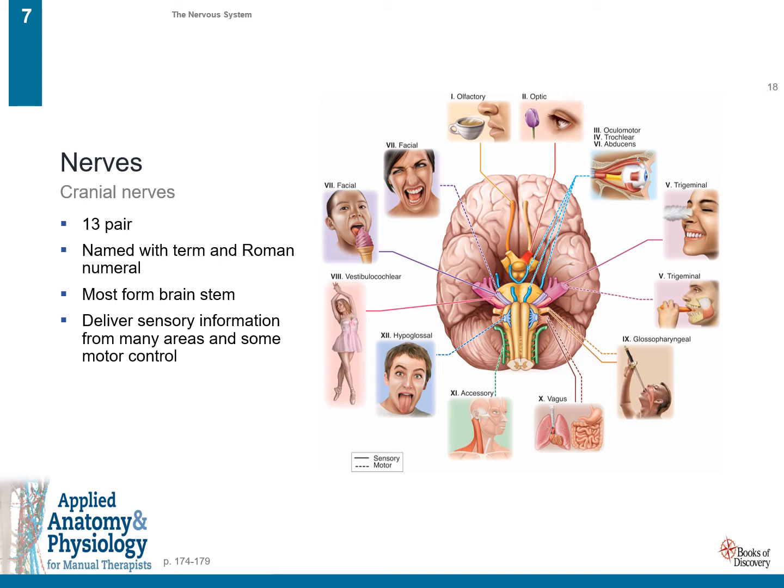The 11th cranial nerve is the accessory nerve. It is motor only, and it conducts motor commands to the SCM and the trapezius muscles. The 12th cranial nerve is the hypoglossal. It is mixed, and it conducts motor commands for movement of the tongue.